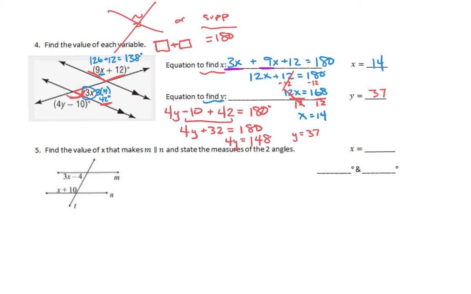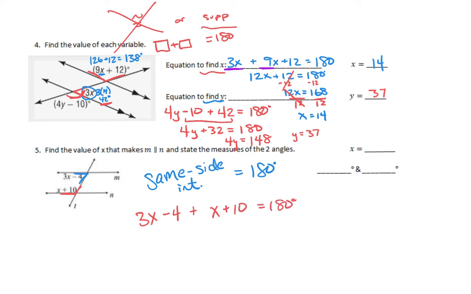And number 5. Oh, we're doing so good. Look at these. Same deal. These are same side interiors. And I know that same side interiors add up to 180. But if you forgot, one of these is acute, the other is obtuse. So there's no way they can be equal to each other. So I know that they have to add up to 180. 3x minus 4 plus x plus 10 has to add up to 180.